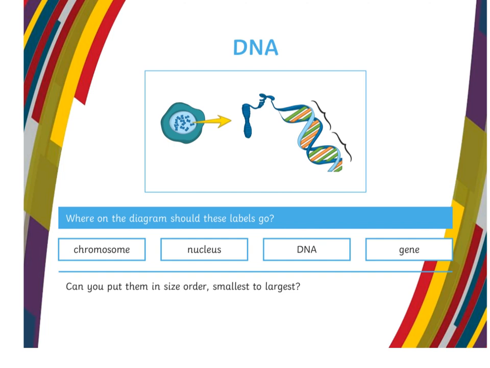If you would like a little bit of extra challenge, there's another question for you to do underneath, which is to put them in size order from smallest to largest. So chromosome, nucleus, DNA, and gene. Pause the video now and have a go at those tiles for me.